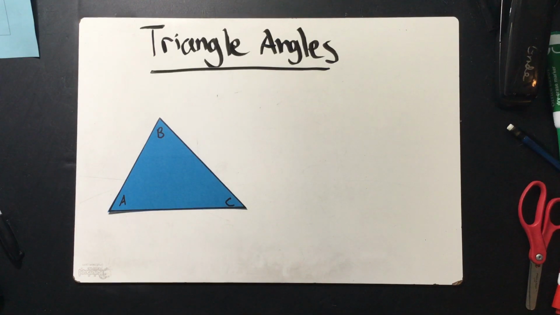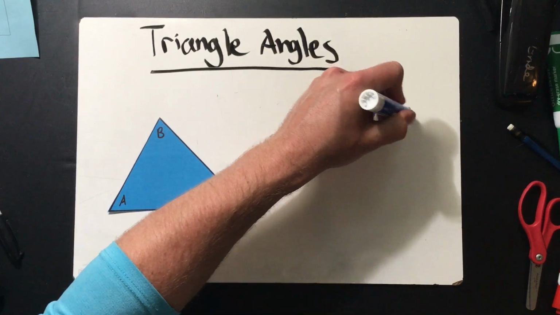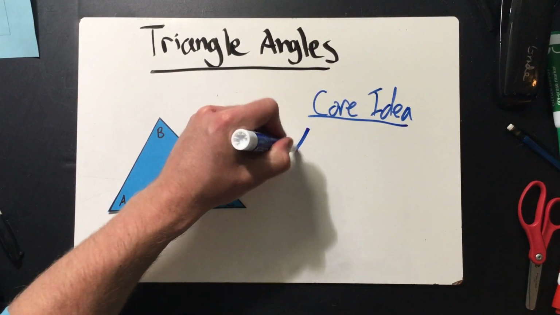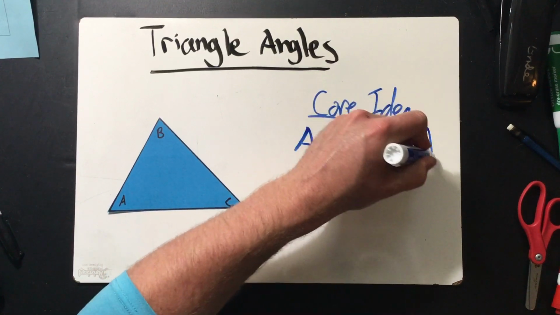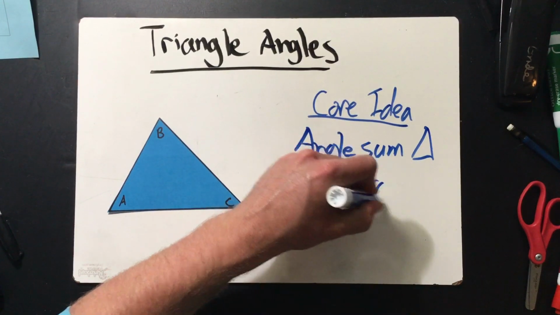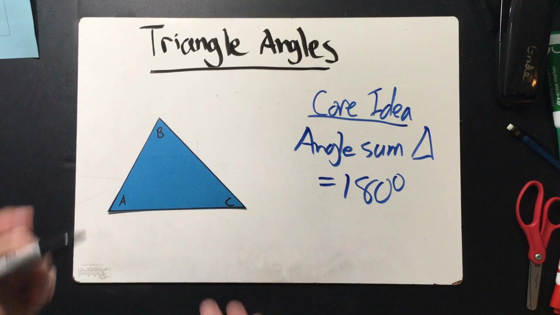And our core idea is that the angle sum of a triangle is equal to 180 degrees. And so that's one thing that we have to understand, is that anytime we have a bunch of angles in a triangle, those angles are going to add up to be 180 degrees. And so I have a nice little visual demonstration for this.